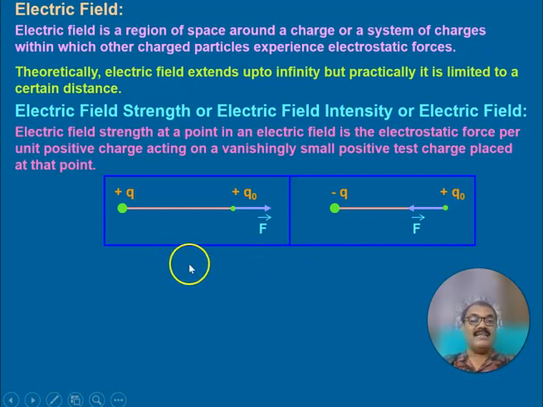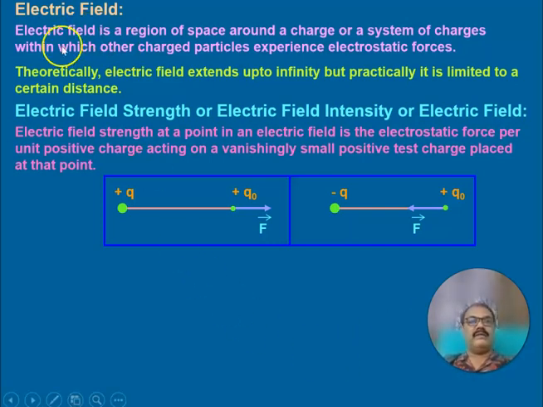Why are these two things happening? Because there is a strength of this source charge at this particular point. Because of that, it is moving away or pulling inside. That is called the electric field. Hope you understood. Electric field means the force on a vanishingly small positive charge at that particular point, in the presence of the electrical field of the source. That is the electric field at that particular point.